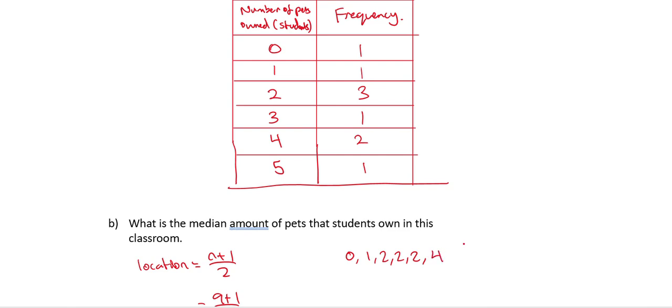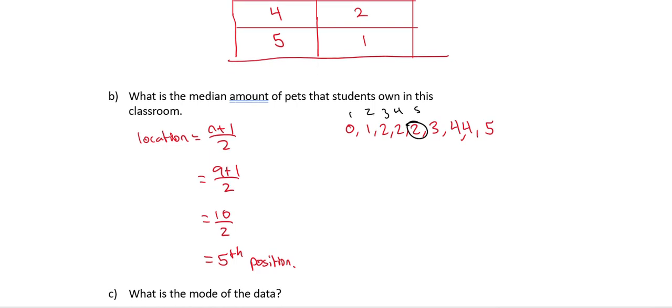Sorry, 3, 4, 4, 5. Just like that, okay? And just count up to 5. So 1, 2, 3, 4, 5. That means your median is 2. So you can just write median equals to 2 pets. So make sure you add in the description at the end, okay?